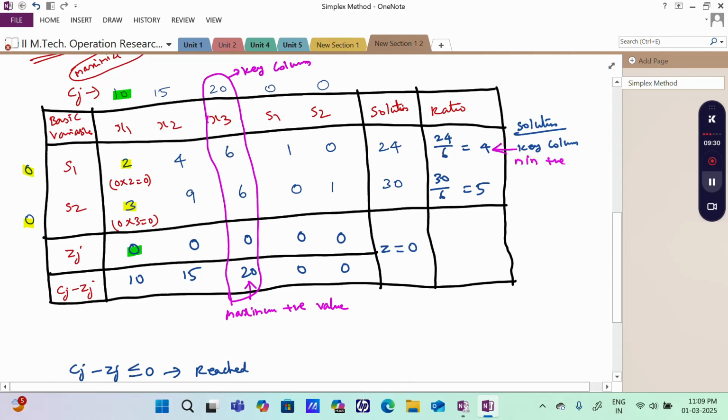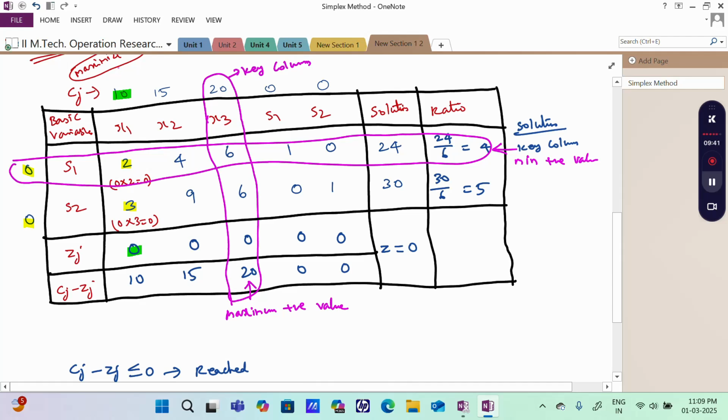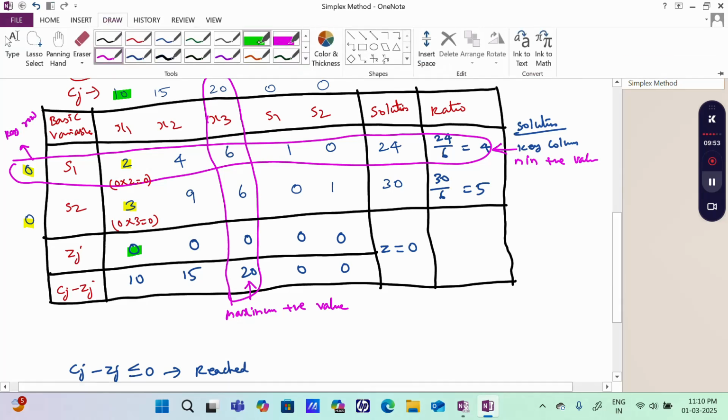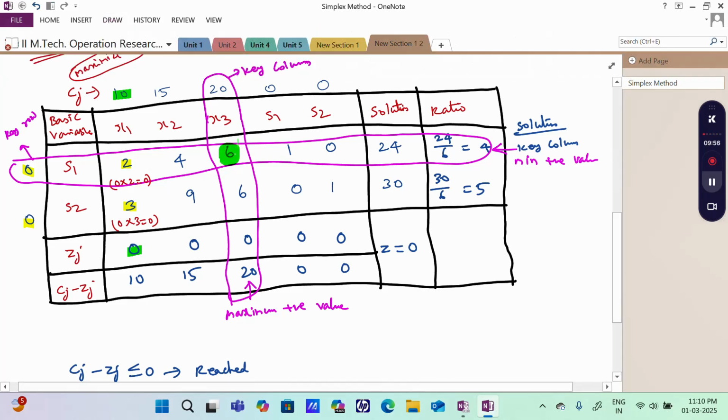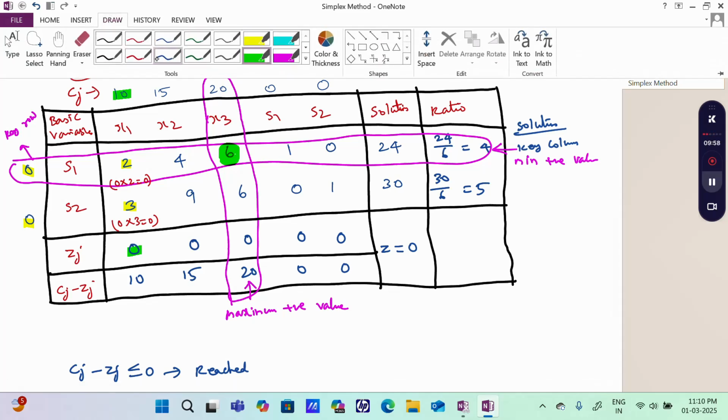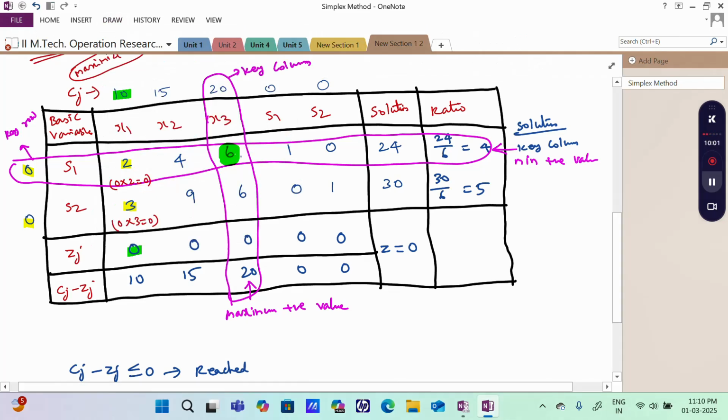Select the minimum positive value. This is a row selection. This is our key row. When I am intersecting these two values, see, this 6 intersects. Therefore this is our key element.